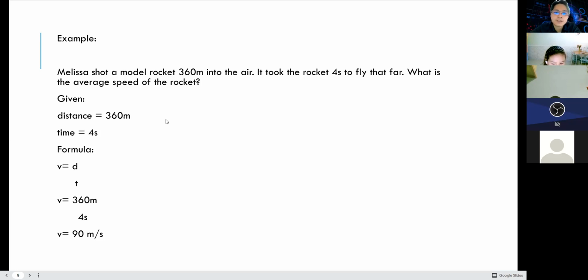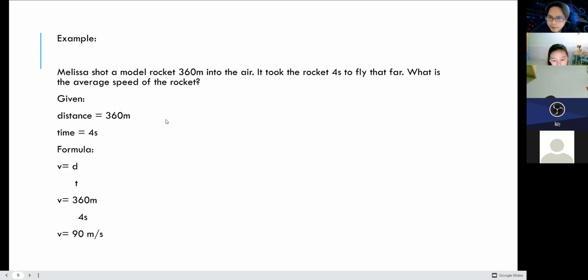The next thing to do is check what is being asked in the problem. In this case, the question is, what is the average speed of the rocket? So it is actually asking for the average speed. That's the time we can formulate a formula out of the question. Because it is asking about average speed, the formula is V is equal to distance over time.